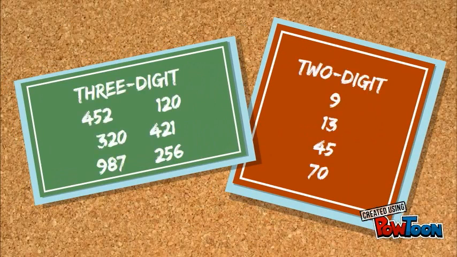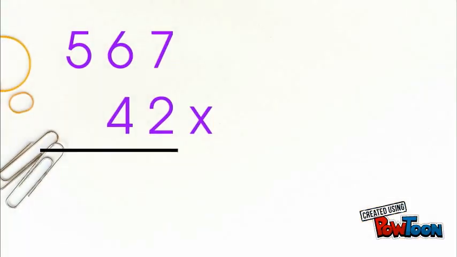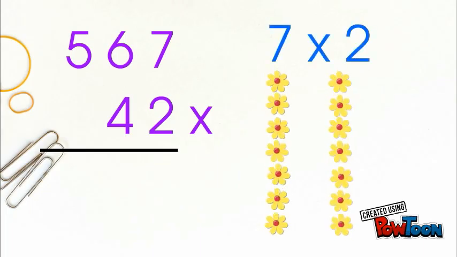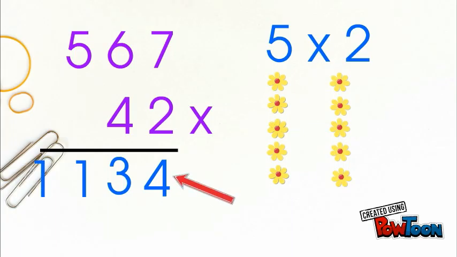Okay, so now let's start with multiplying 2 and 3-digit numbers together using the algorithm method. 567 times 42. 7 times 2 is 14, put down the 4, carry the 1. 6 times 2 is 12, add the 1, put down the 3 and carry the 1. 5 times 2 is 10, add the 1, put down the 11, and the answer is 1134.